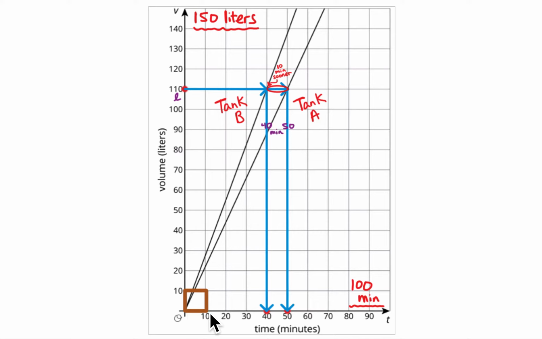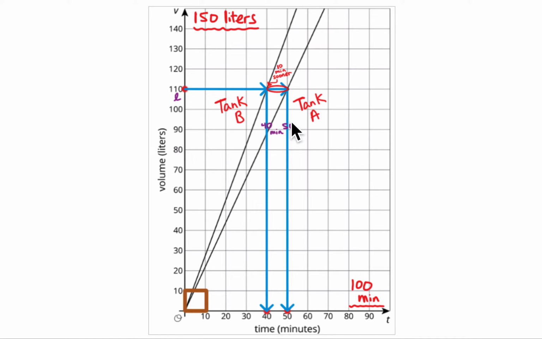So now we've expanded the horizontal scale, the x scale, times 10. So this now goes out to 100 minutes. And we've expanded the vertical scale actually farther, times 15. So this goes up to 150 liters. So now we can see what happens at 110 liters. If you have a volume of 110 liters in tank B, that takes 40 minutes. You go to 110 liters, read across to its graph, and then read down, and that tells you that it takes 40 minutes to fill 110 liters.